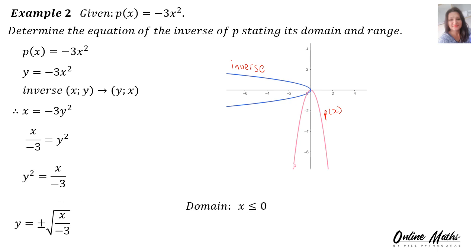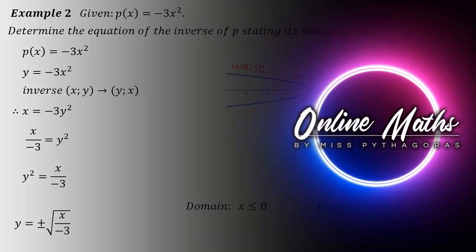Now the domain is x is smaller than or equal to 0. Remember, I'm giving you the domain of the inverse, so you can see it's all the x's going that way. And then the range, reading it from the bottom, is y is an element of the real numbers.